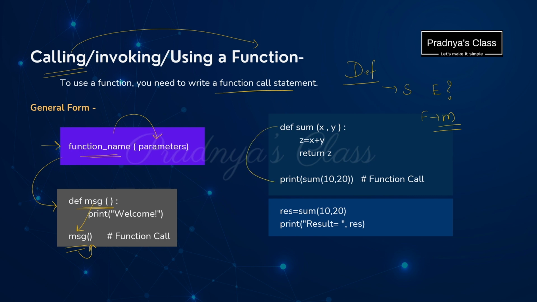Here is the function call statement for the second type of function which we have created. The name of the function followed by the parameter list in the bracket. 10 will get passed to x and 20 will get passed to y. Here we are calculating and passing back the result to the main function that we are printing using print statement. If you want to collect that returned value in some variable, that also you can do. Later we are printing it. So to execute function, you need to call it in the main program.